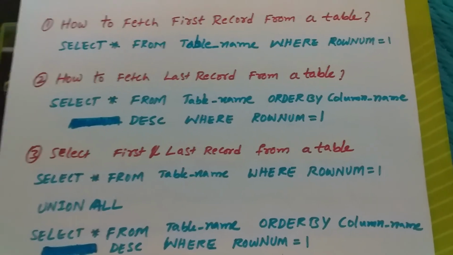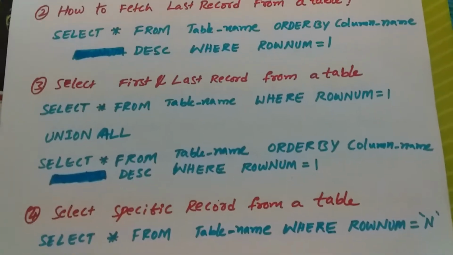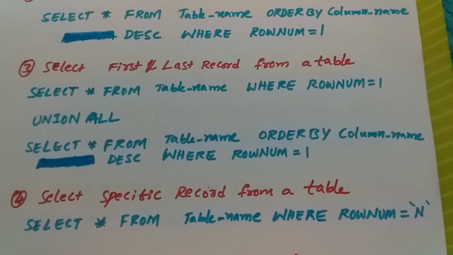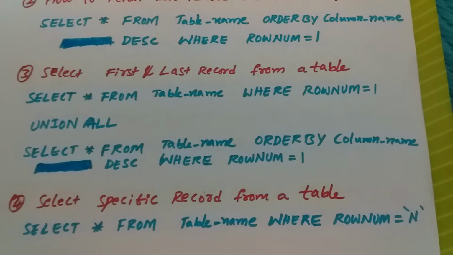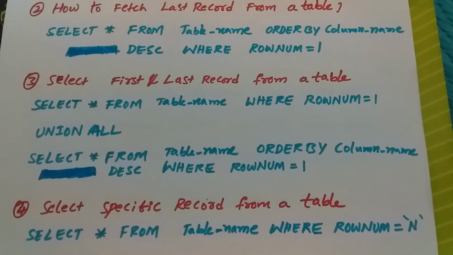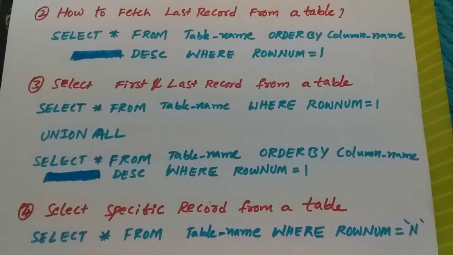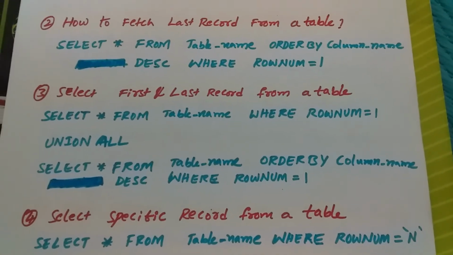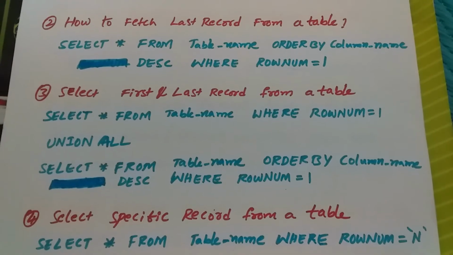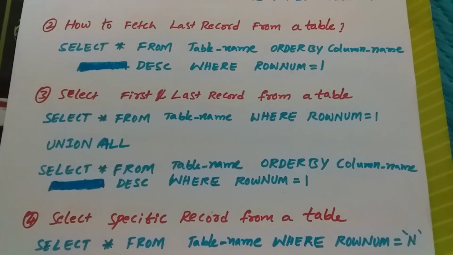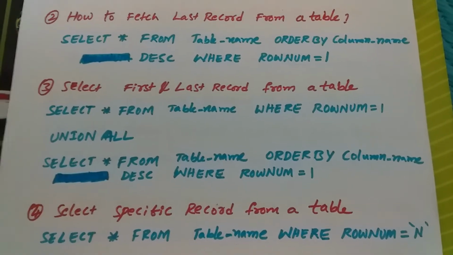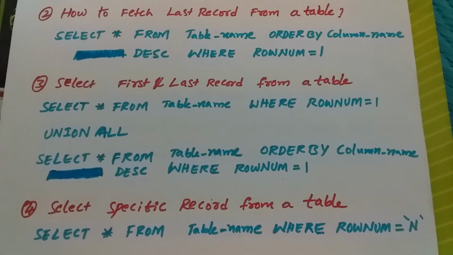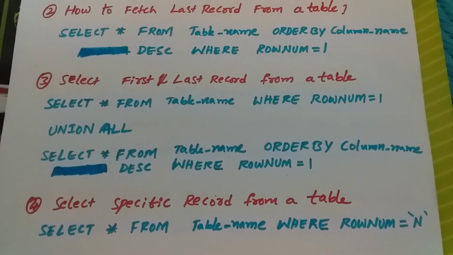Then select first and last record from a table. For this we already have two queries, that is how to retrieve the first record and the last record from a table. So we'll just combine these two queries with the help of the union all operator. For this: select star from table_name where rownum equal to 1, union all, select star from table_name order by column_name DESC where rownum equal to 1.